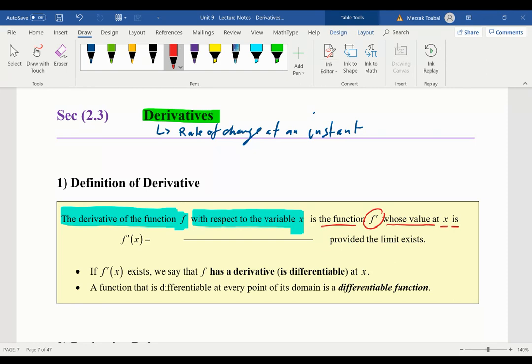Now, we learned to use the definition of derivative or the slope formula to find the instantaneous rate of change, which is the limit as h approaches 0 of f of x plus h minus f of x over h. This formula is the slope formula, slope at an instant.